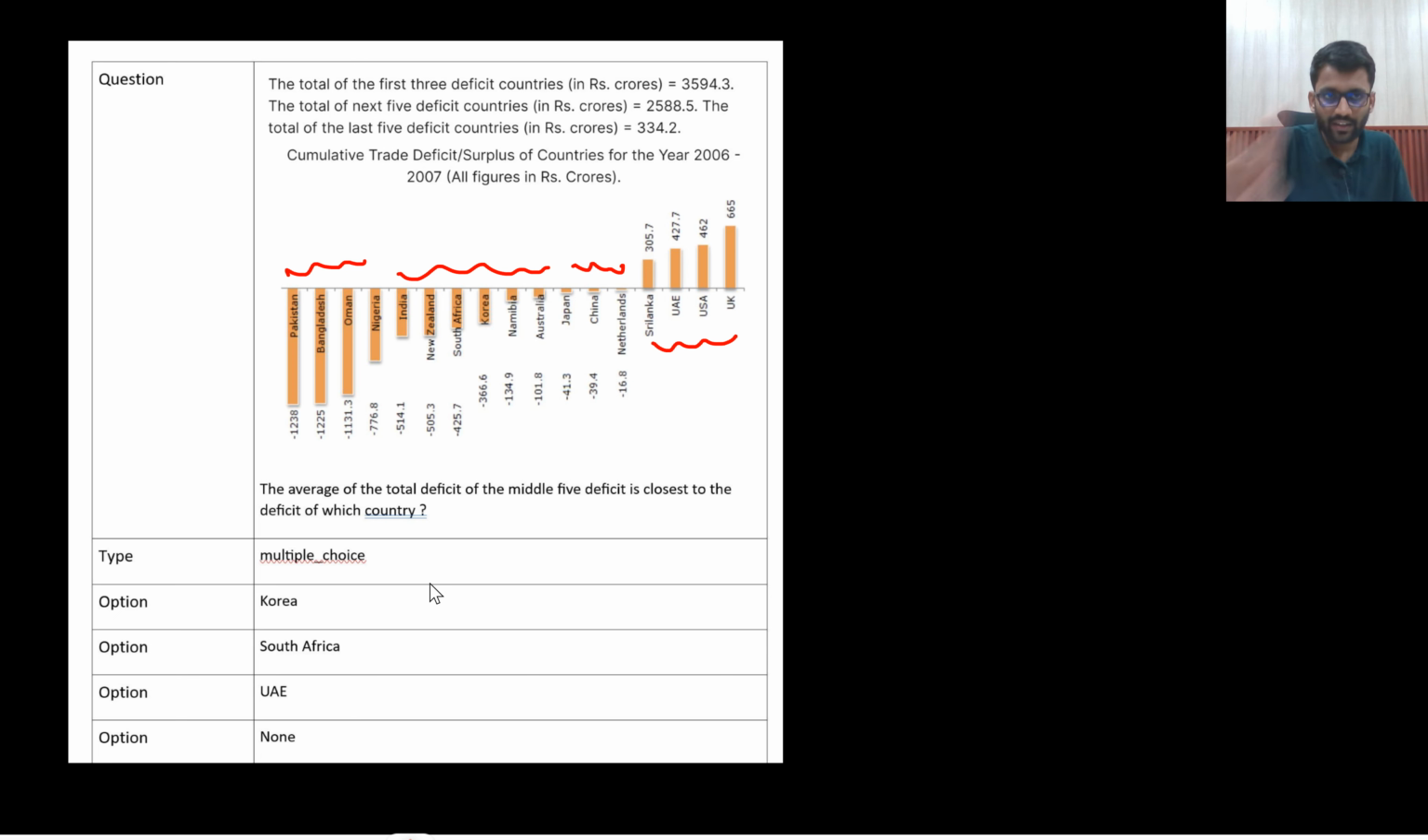Now what they are asking, read it very carefully. The average of the total deficit of the middle 5 deficit countries. So you need to take the middle 5, but not of the whole. You need to take the middle 5 of the deficit only. That means you need to take the middle 5 of the deficit.